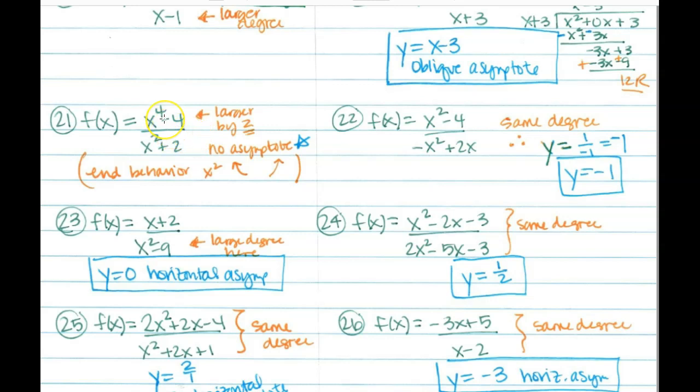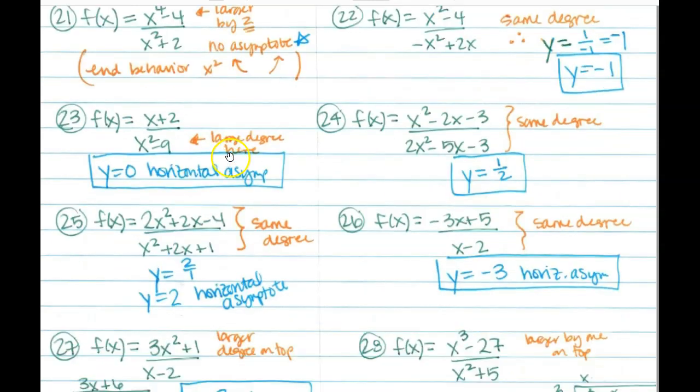21, it's bigger on the top, so you can't answer that. It doesn't have an asymptote. So 21, no horizontal asymptote. 22, same degree is the ratio, so -1 over 1, y equals -1 is the short answer. 23, the bottom is bigger, so that's the one Diggs gave the rule for, y equals 0.